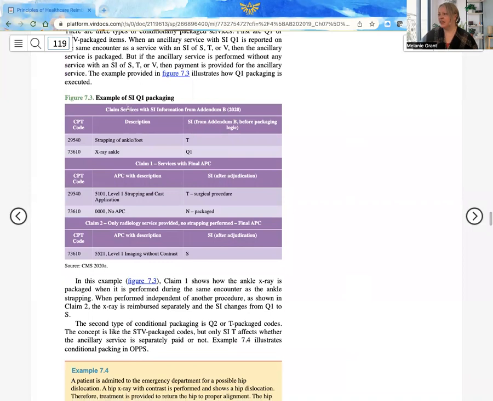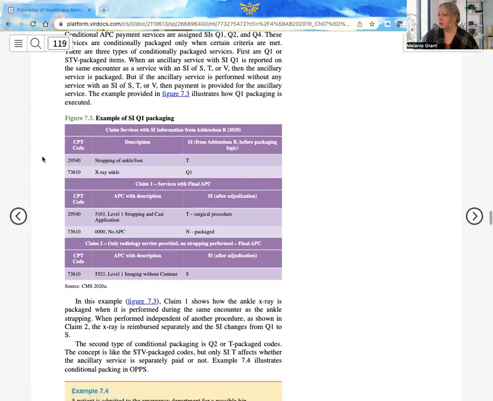So a status indicator Q1 packaging, example 7.3. Similar to above, we have some services that are coming in. This particular patient is coming in for strapping of their ankle or foot, and it's identified with the musculoskeletal CPT code of 29540. At the same time, our office looked to determine if it was broken and used the x-ray of the ankle 73610. This one has a status indicator of Q1.